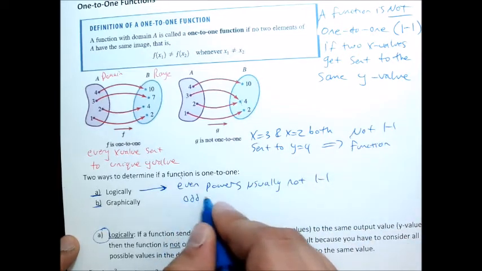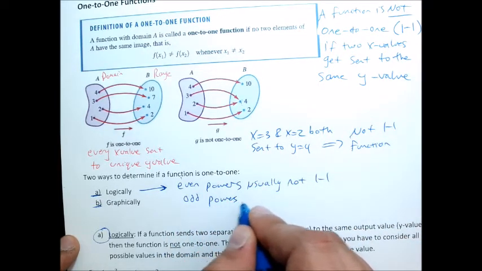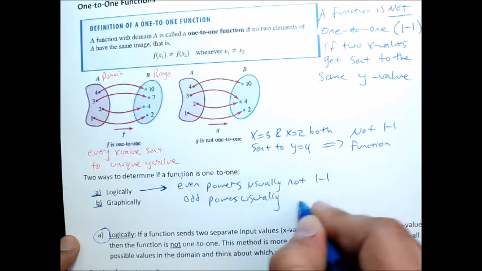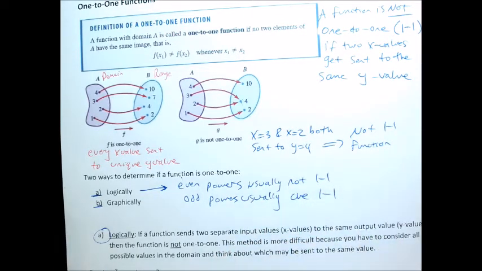And odd powers usually are one-to-one. Again, I'm just saying usually because it's not always the case, especially if you have a mix of them, right? If we have like x cubed plus x squared, we have both odd and even, and so then it's not exactly clear which is which. So that's why I'm just saying usually and not all the time.